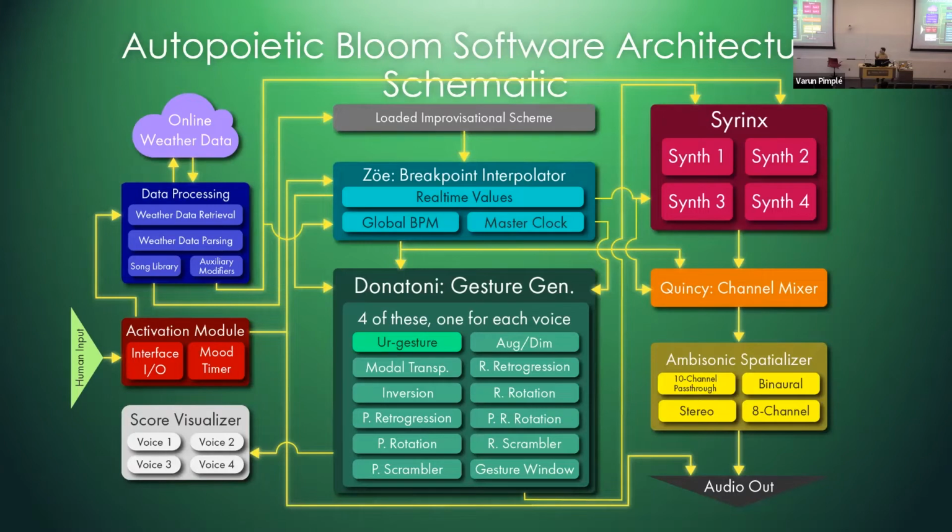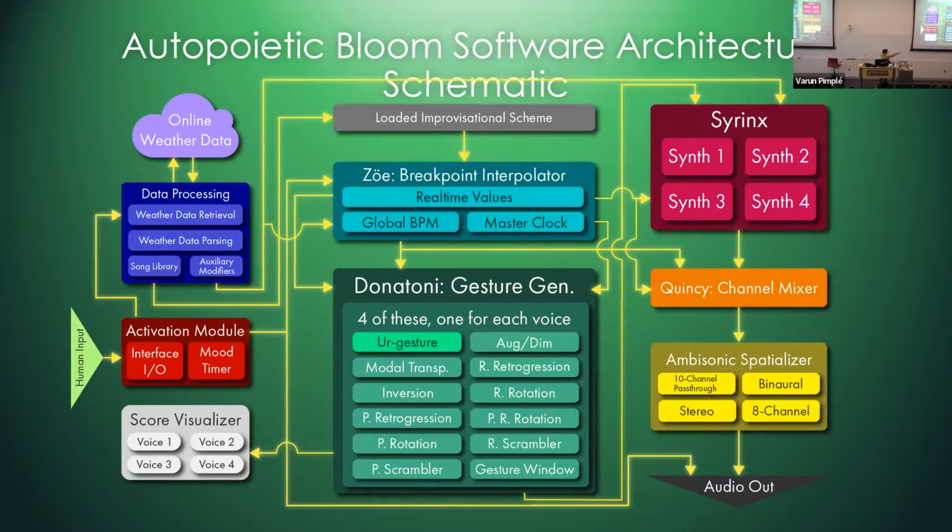We can follow the flow of information together. So we start here at the activation module, and then that tells the data processing unit to retrieve the weather data. After which it'll choose an improvisational scheme from the song library and load it into our loaded improvisational scheme. It'll also turn on all the other stuff.